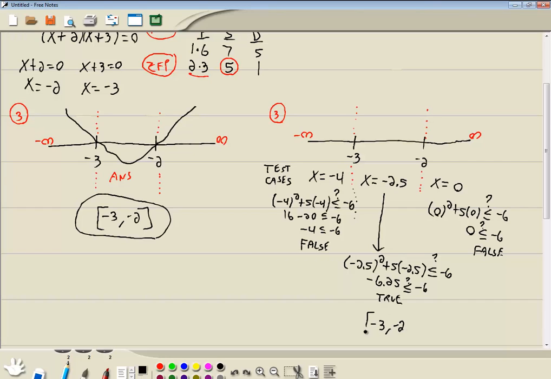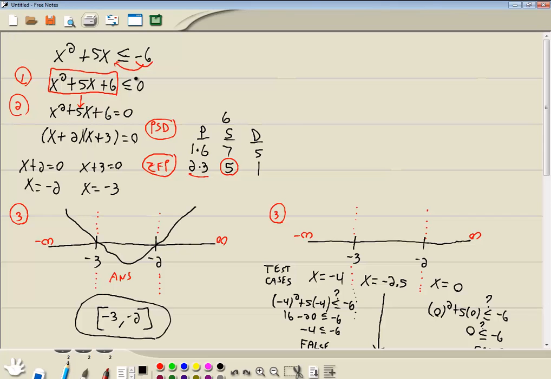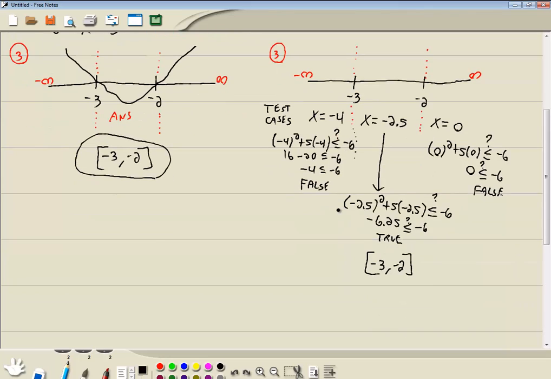And just like before, these are brackets based upon the less than or equal to up here, where you have a line underneath. So that'd be your answer. That's how you do it on the calculator and completely by hand.